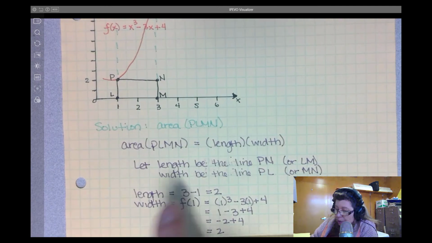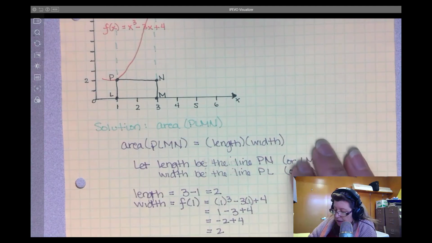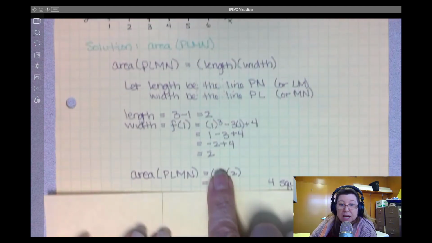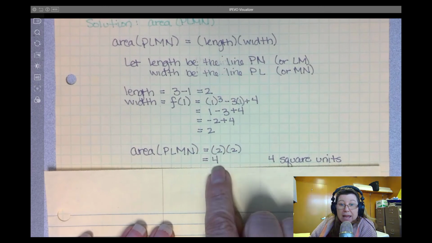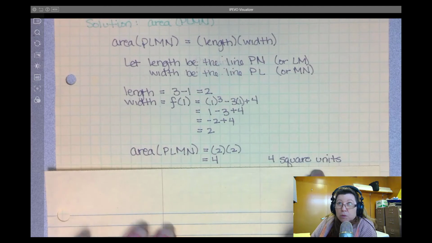Now that I know my length is 2, my width is 2, I can plug it into my formula, length times width, and I get 4. In fact, it would be 4 square units. And if it was inches, it would be 4 square inches. If it was yards, it would be 4 square yards.